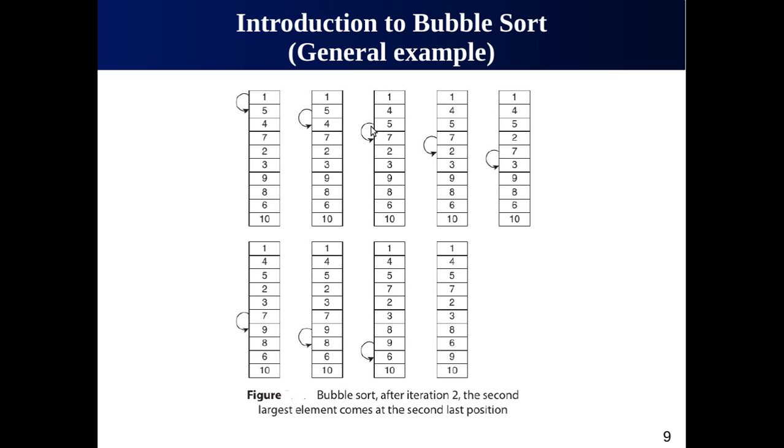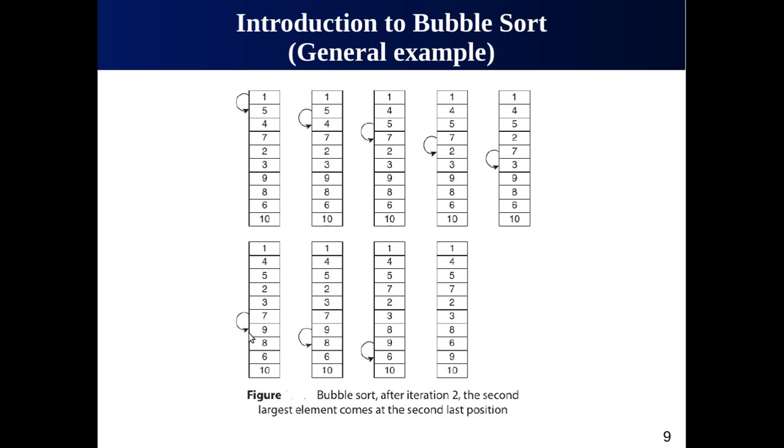Go ahead. Compare 5 with 7, no need to swap. Compare 7 with 2. Okay, 7 is greater than 2. Swap them out, interchange them. And then compare 7 with 3. Again, 7 is greater than 3. Then you have to interchange these elements. So 3 will take the location of 7 and 7 will take the location of 3.